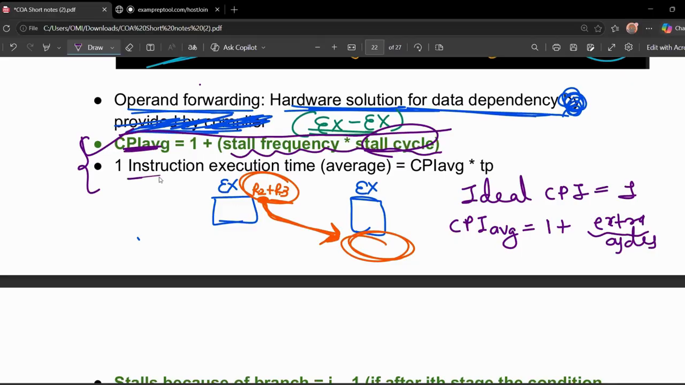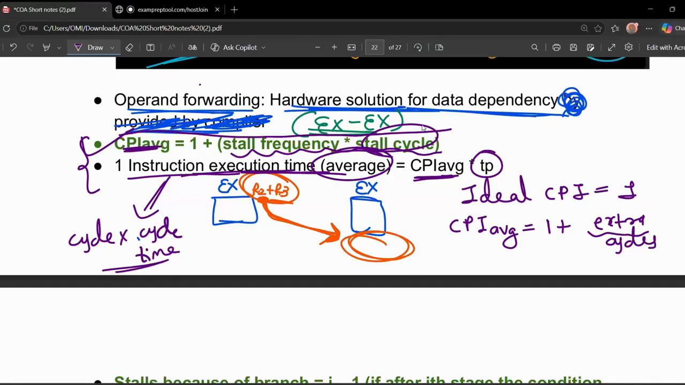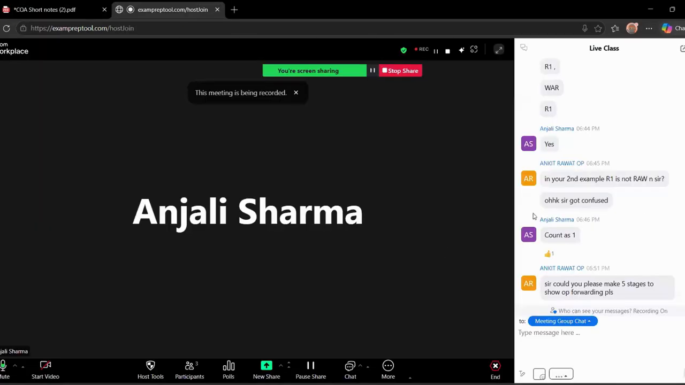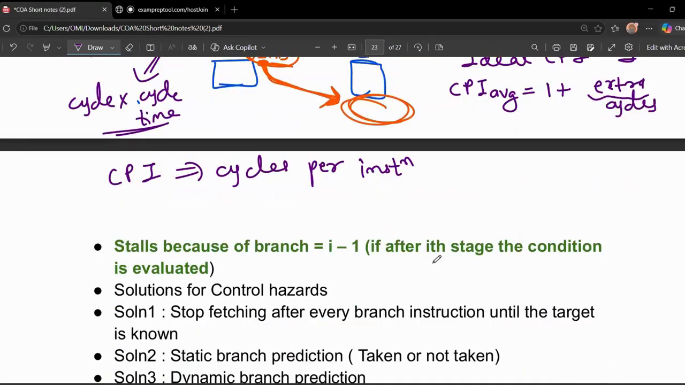Now, what is the one instruction execution time on average? If you get the average CPI for one instruction, you can multiply it with the cycle time. CPI means cycles per instruction, per instruction how many cycles are taken. So CPI into cycle time.